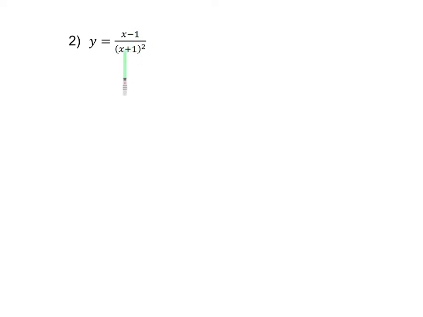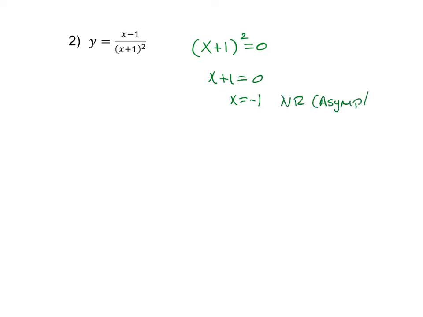As you can see, I cannot simplify anything because none of my expressions are the same. So I'm going to set my denominator equal to 0, as you can see, and you know that the only way that this squared expression equals 0 is when x plus 1 equals 0, so x equals negative 1. So this is a non-removable discontinuity, or an asymptote. So my domain is all real numbers except negative 1.